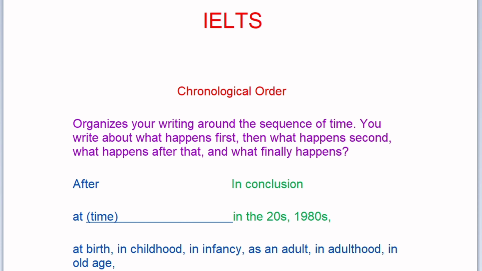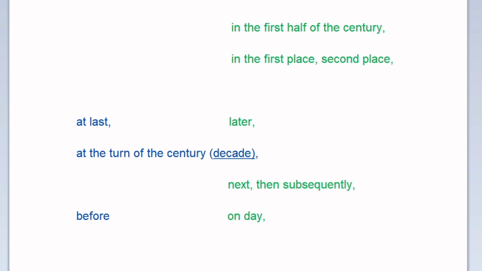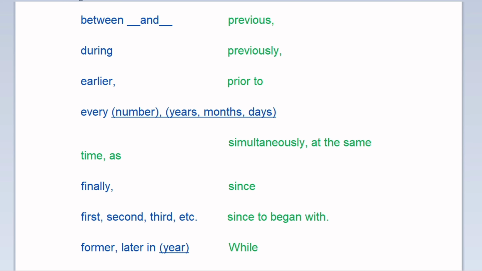In conclusion, in the 20s, 1980s, in the first half of the century, in the first place, second place, later, next, then, subsequently, on day, previous, previously, prior to, simultaneously, at the same time, as, since, to begin with, while.